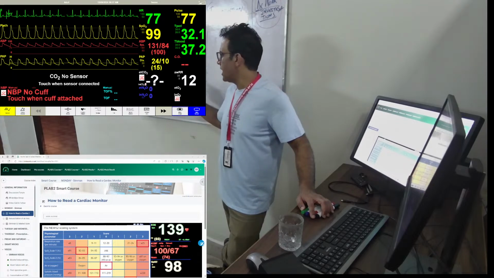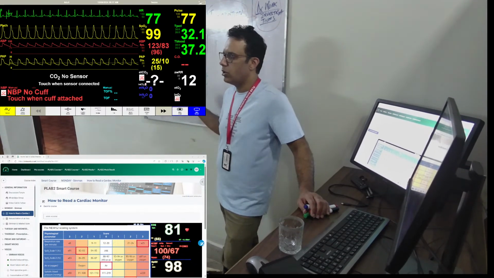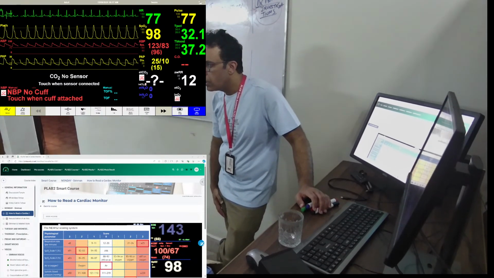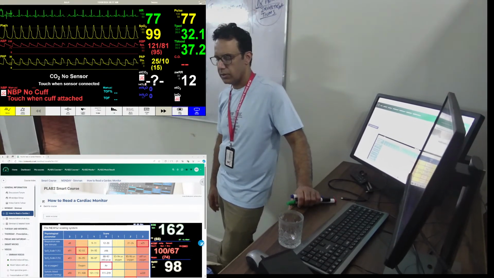Because if you're checking just only one thing, it means that you're not completing the assessment. You're not going to start the treatment for every single thing. So I can even check the ECG in the last step? Yes, you can check the ECG analysis. Okay.